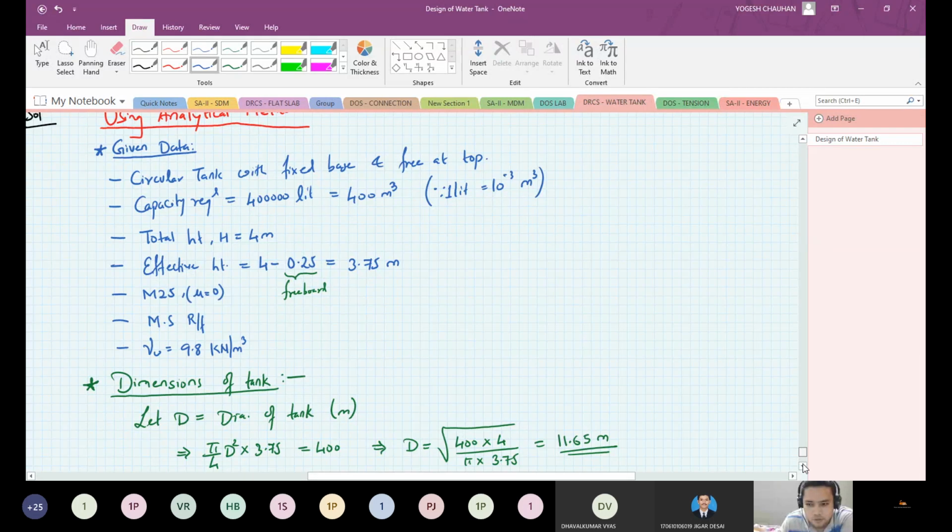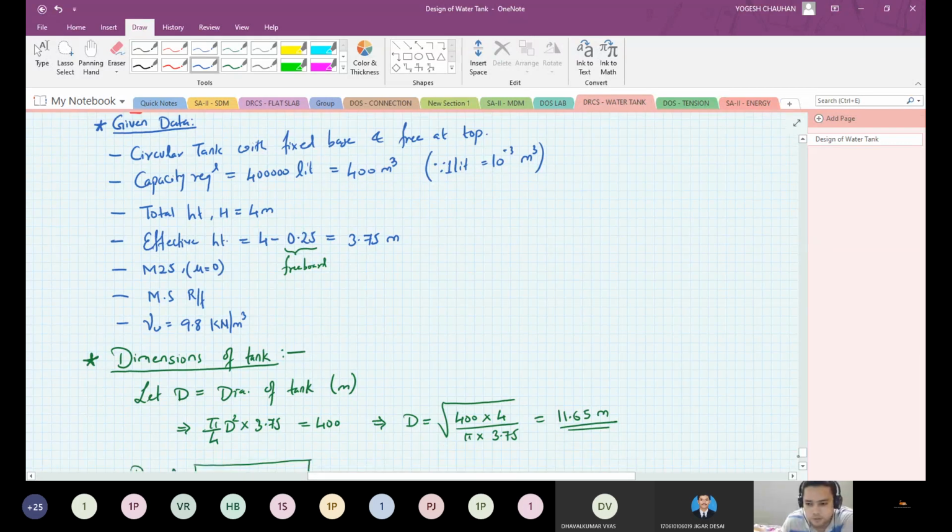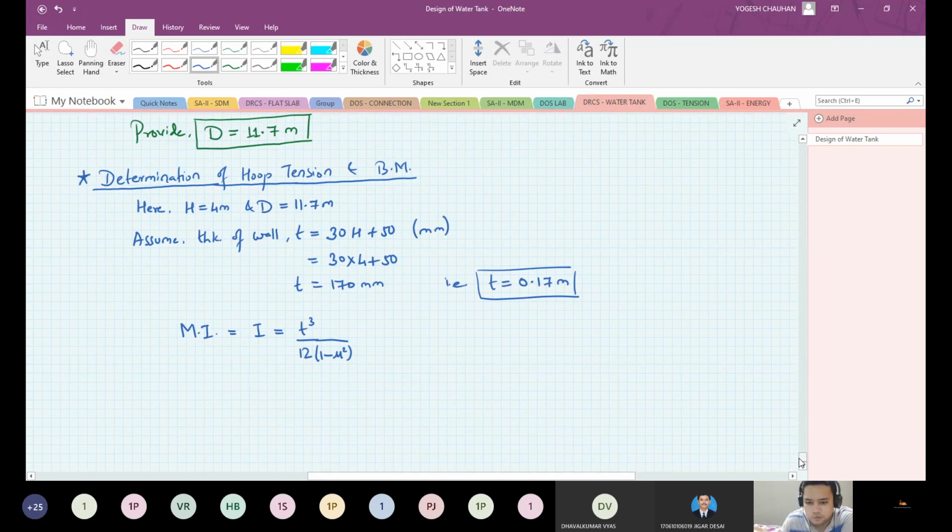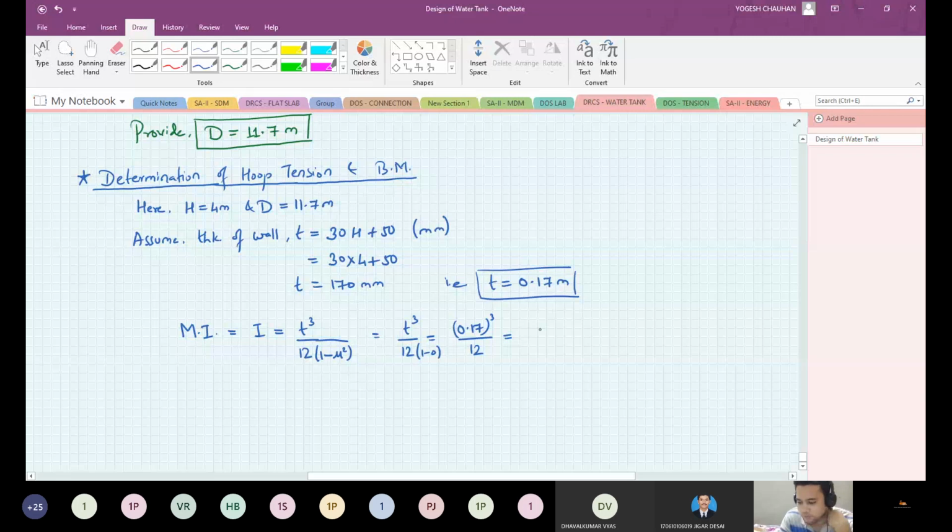So this term will be equal to t cube by 12 only, so it is 0.17 whole cube by 12. See, this is 1 minus 0, so this comes out to be 4.094 into 10 to the power minus 4 meter raised to the power 4.